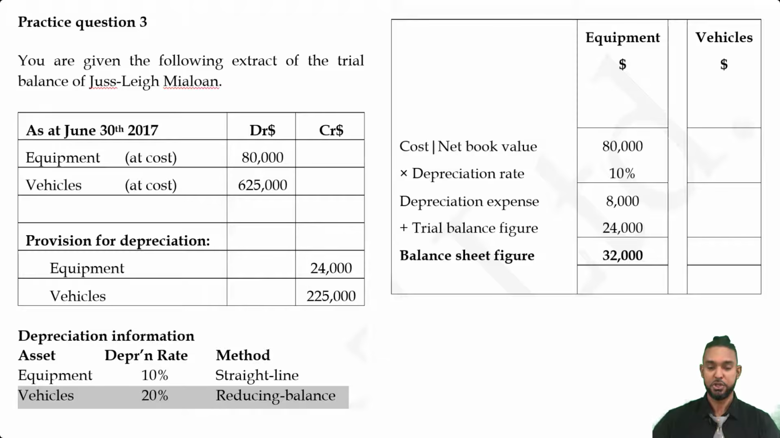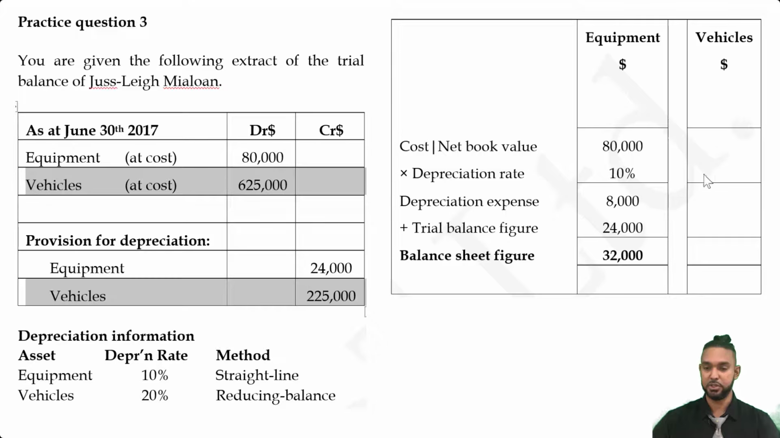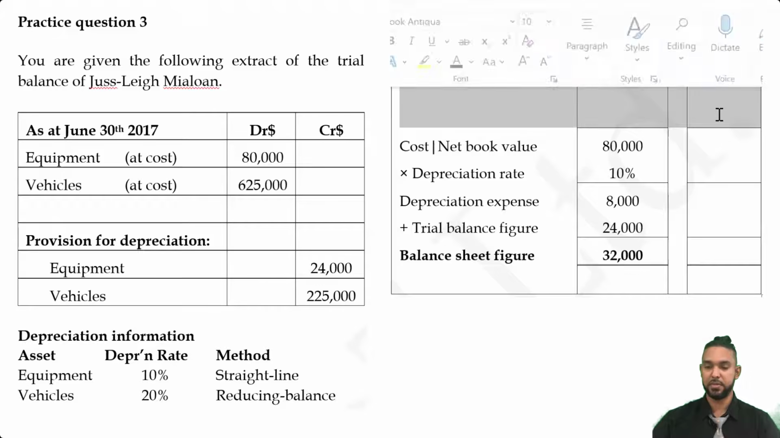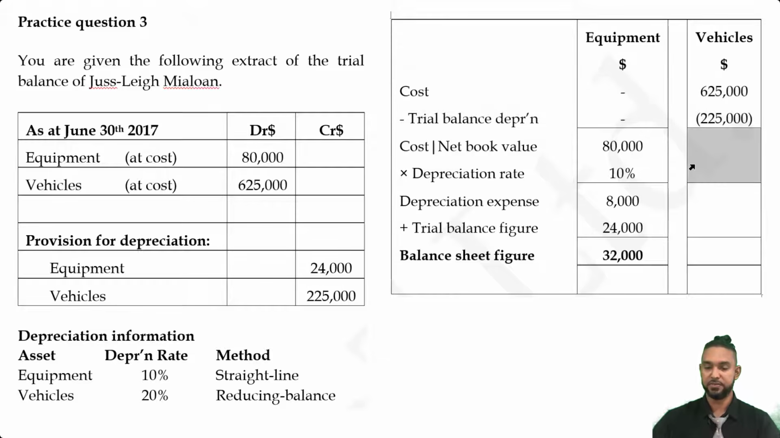Vehicles. Vehicles is depreciated using 20% reducing balance method. So we need to multiply that 20% by the net book value. How do we find net book value? Cost of the asset minus the existing depreciation. So we're going to see 625 minus 225, which is going to give us 400,000. And we have to multiply that by 20%, which is going to give us, I think, 80,000. Nice. Are we done? No. We have to add that to the existing depreciation on the vehicles, which is 225. And that's going to give us a new total of 305, right?